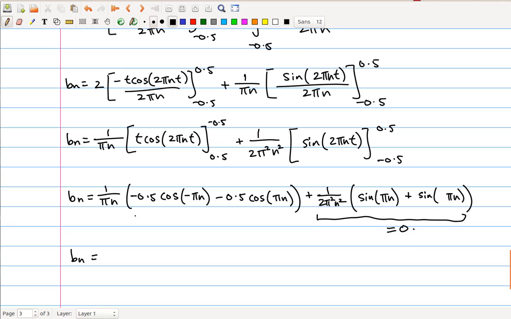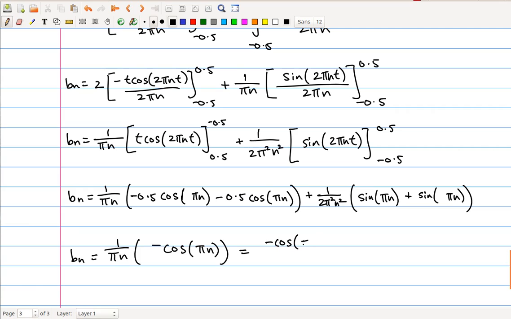Okay, how about this bit? Well, let's clean it up and see what we get. So I have 1 on pi n. Now, cos is an even function, so I can get rid of that negative sign, no consequence. Grouping the like terms will yield negative cos pi n. And this is 0, so I don't have to write that down. So basically, the expression I get left with is negative cos pi n on pi n.